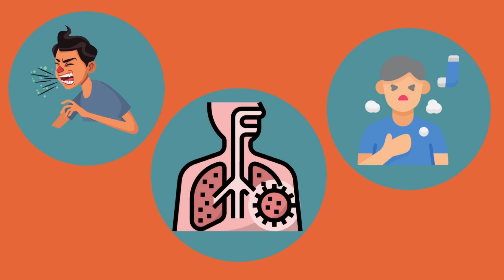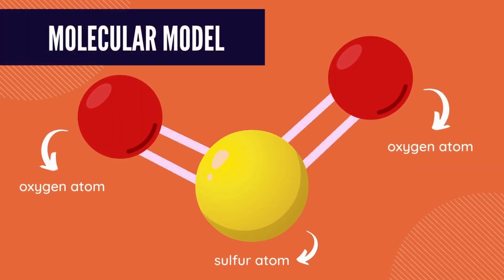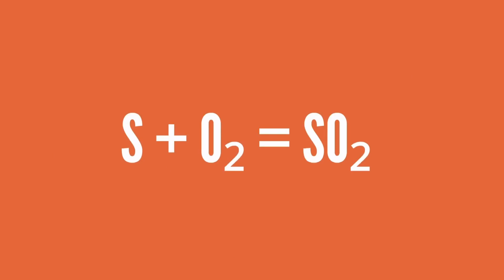Now, here is a molecular model of sulfur dioxide. As we can see, it has two oxygen atoms and a single sulfur atom. Combining these will give us sulfur dioxide. As for the formula, it is S plus O2 is equal to SO2.